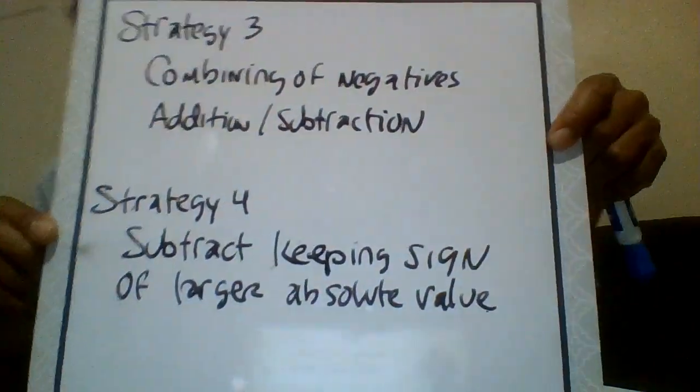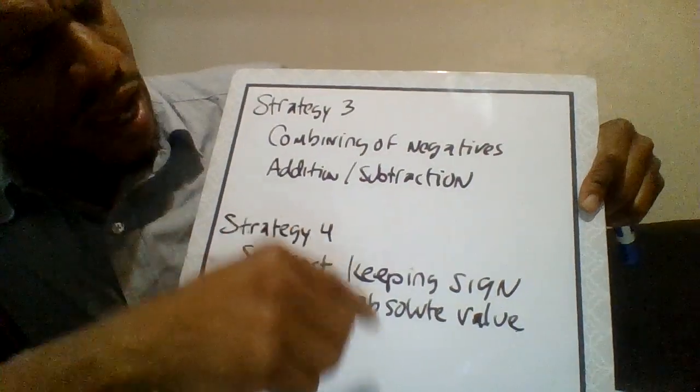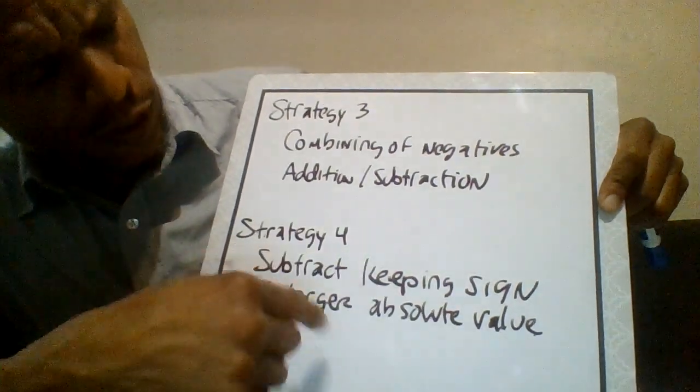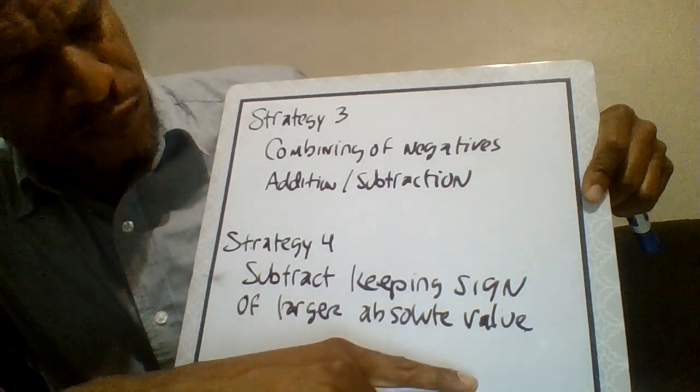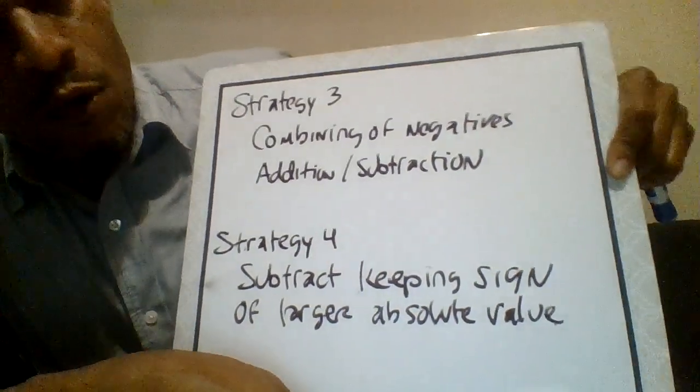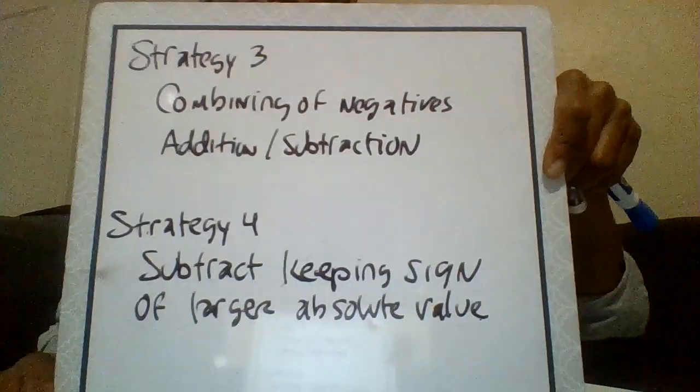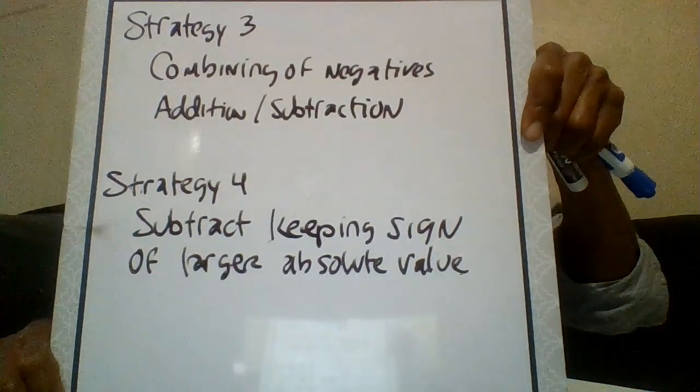All right, and now let's go ahead and do strategy number 4. Strategy number 4 is subtract, keeping the sign of the larger absolute value. All right. What does all that mean? Well, remember we talked about absolute value. Absolute value is the distance a number is from 0. Let's just go over that a little bit on this one here, so we're going to make sure y'all understand that.